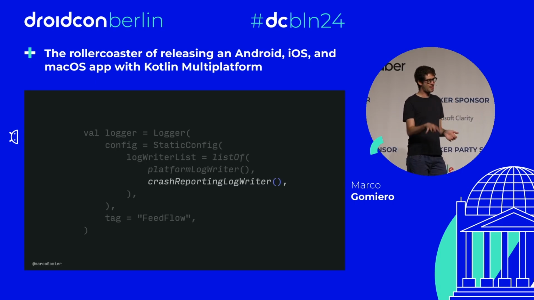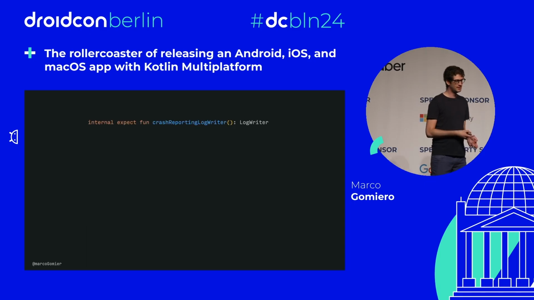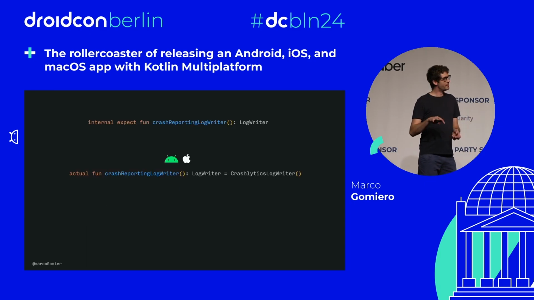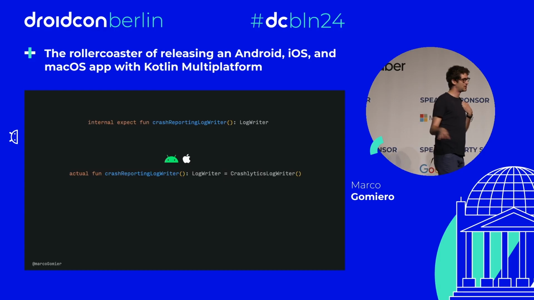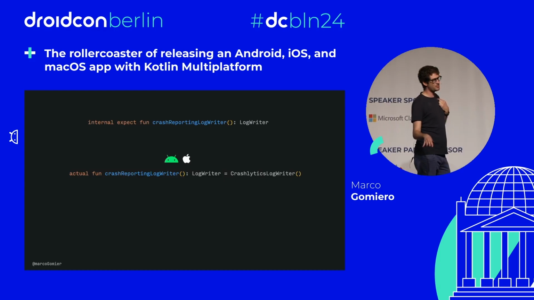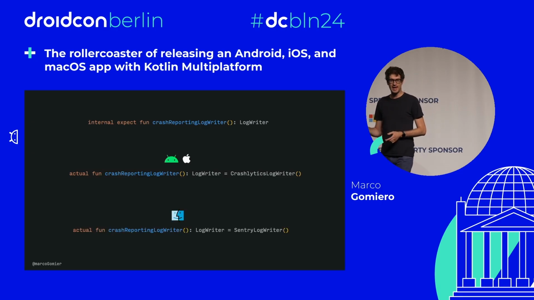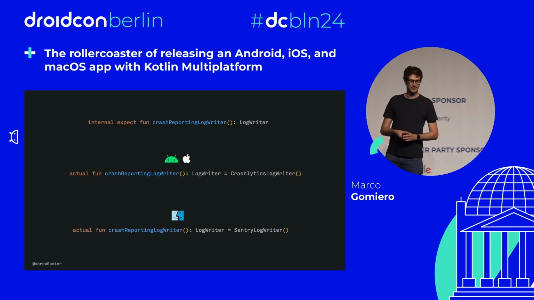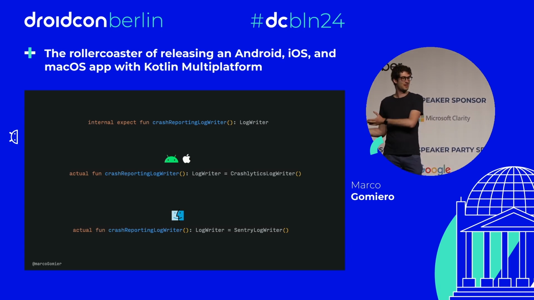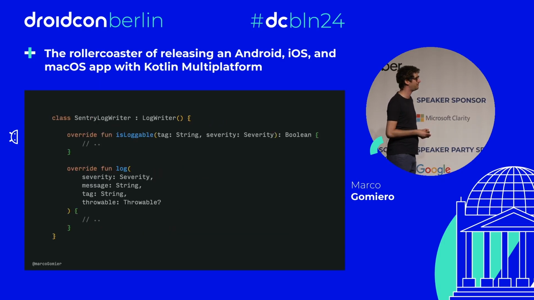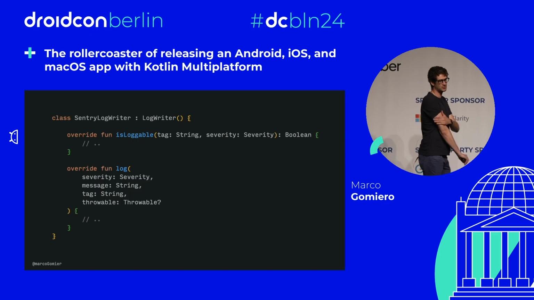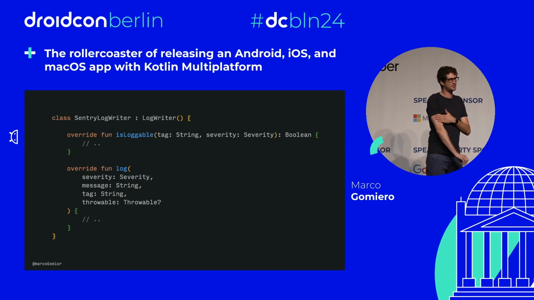For example, I have a custom crash report log writer, which on mobile is sending the stuff to Crashlytics. And this comes out of the box from Kermit. The support is already provided in the library. For macOS instead, I decided to send the logs to Sentry because I'm using Sentry. But in this case, there's no Sentry support inside Kermit. But you can actually pretty easily write your own log writer because you can extend the log writer class.